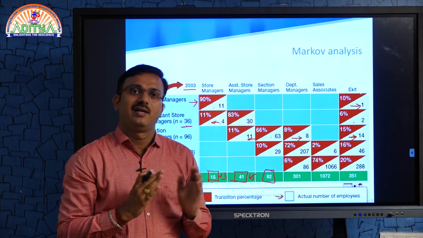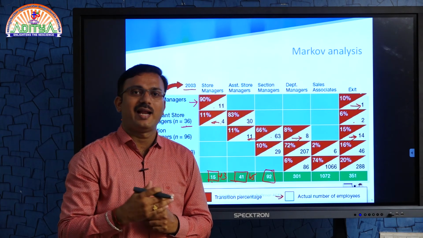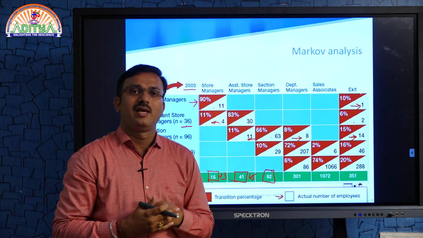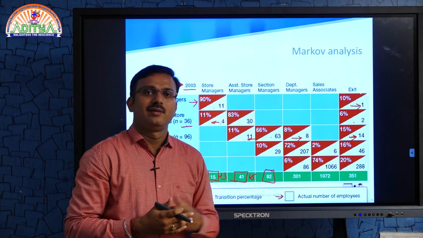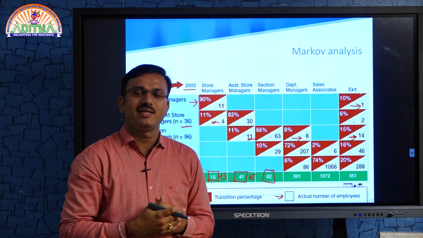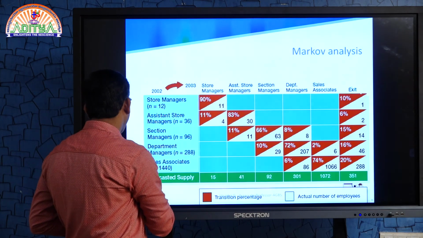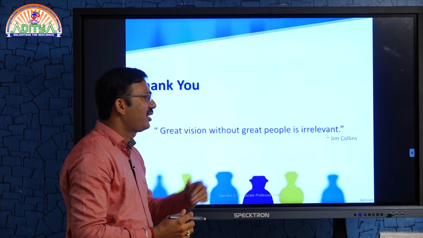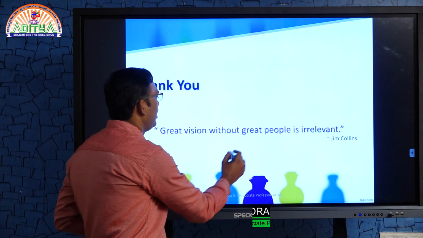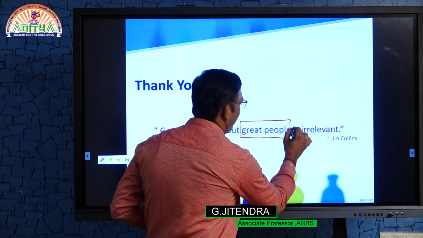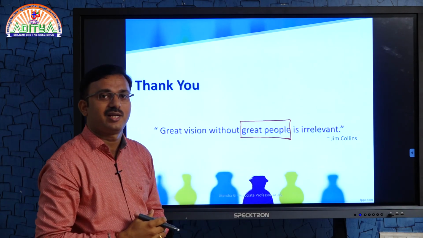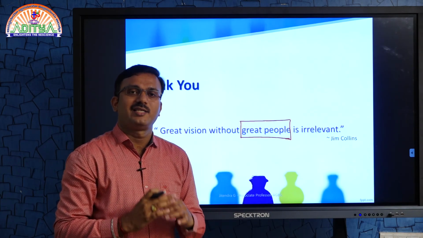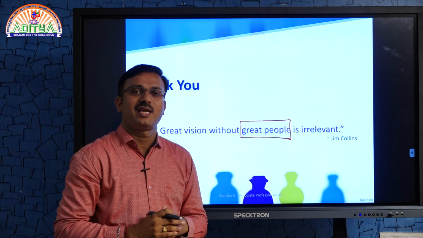With this, we will end today's session, and before ending, let us see what we discussed: definition of human resource planning, objectives, levels of HR planning and HR process, demand forecasting and supply forecasting. And finally, we will conclude with the quotation given by Jim Collins: great vision without great people is irrelevant. That means without great people, manpower, whatever vision we estimate for the future is going to be irrelevant. That is the reason why human resource planning is necessary for a competitive organization to stay in the market.